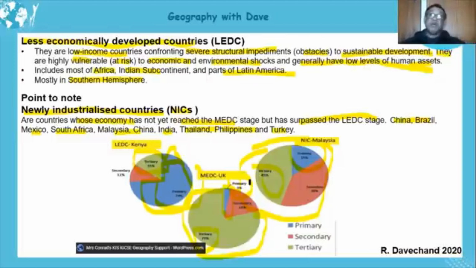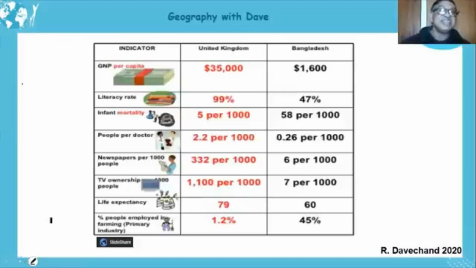They're coming up, places like China, India, as I said, big money earners in terms of GDP, etc. So they're moving forward. You understand? Okay, so that explains that, right? Now there's some data here. I'm just using two. United Kingdom, can you see? That's your MEDC. Bangladesh, that's your LEDC.